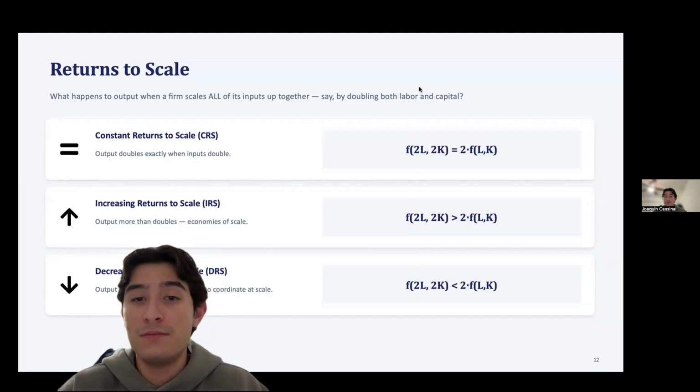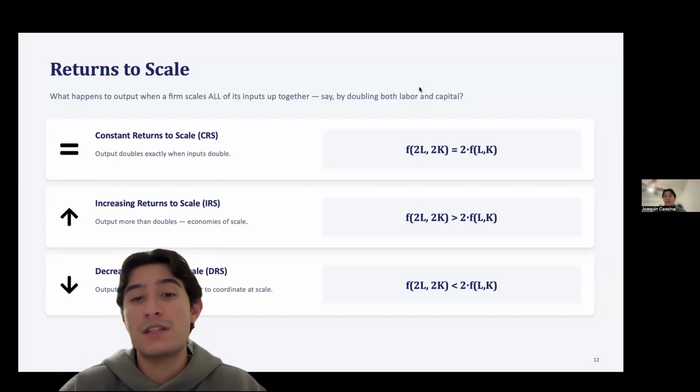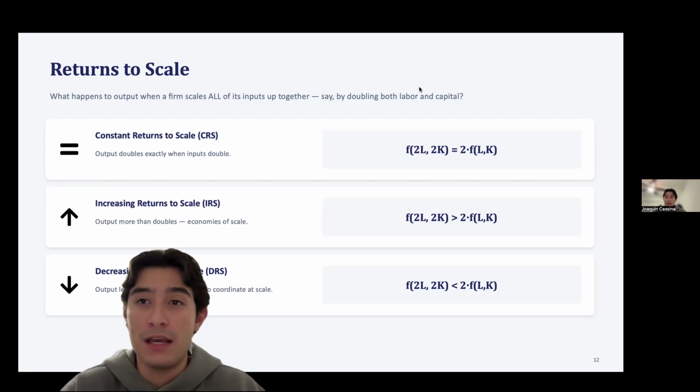Constant returns to scale, output doubles exactly. Increasing returns to scale, output more than doubles. That's economies of scale kicking in. And decreasing returns to scale, where output is less than double, usually because it gets harder to coordinate everything at a bigger size.